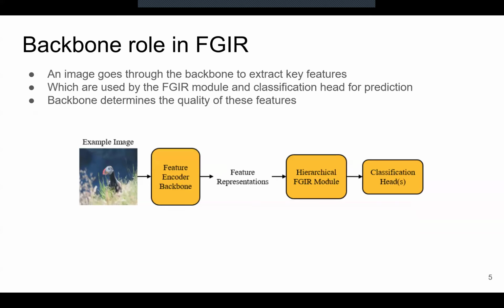This is the structure of a typical FGIR: a feature extractor, or backbone, produces feature representations that are used for the prediction by the FGIR module and classification head. The quality of the feature representations is determined by the backbone. Therefore, backbone choice is a very important part of FGIR.